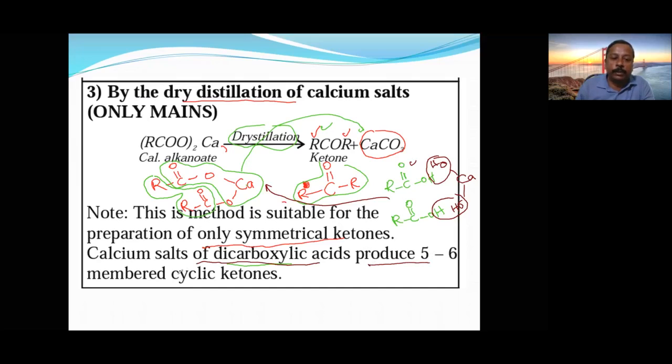Then it produces 5-6 membered cyclic ketone. If in this one there are more carbons, they will give you the ketone only, no problem. But if a 5-membered ring like this, pentanone, cyclopentanone, this is a 5-membered ketone. 6-membered ketone is very, very interesting. This is the 6-membered ketone. So 5-membered, 6-membered ketone, I think it is clear to all of you. Now let's see the next one.